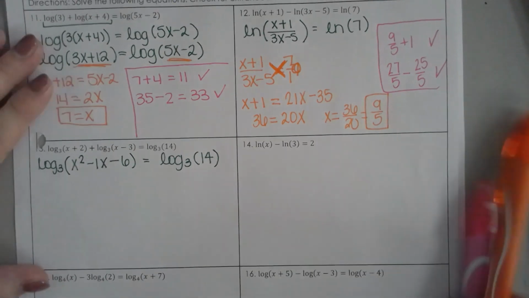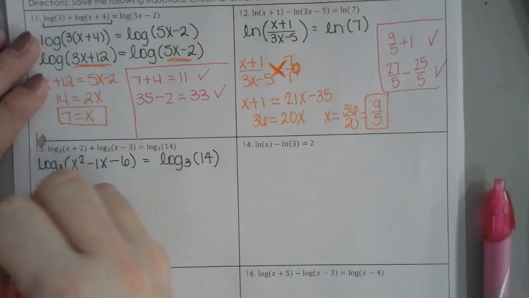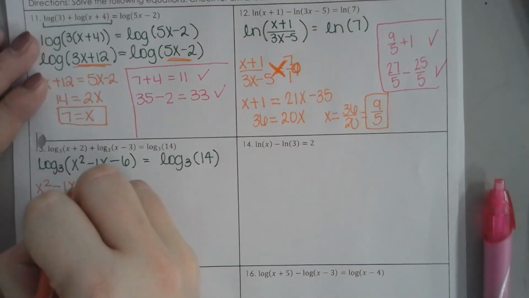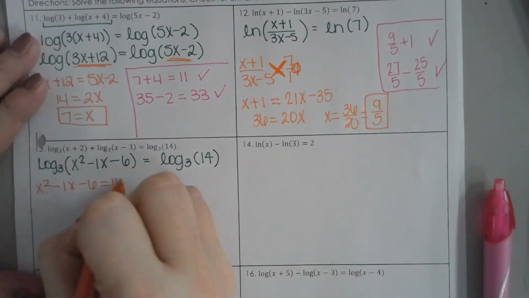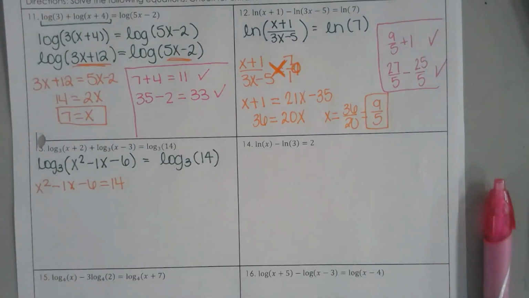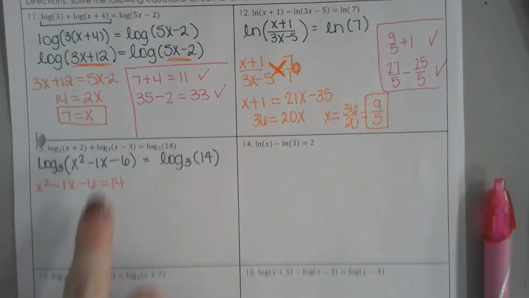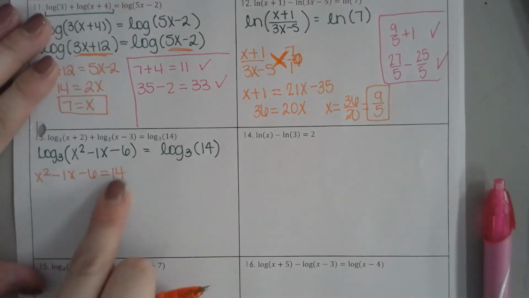So now I can set x squared minus 1x minus 6 equal to 14. Now solving this for x, it's going to be back like we did in Algebra 2. When you have an x squared, you have to get it set equal to 0 first, and then you're going to factor it. So I need to subtract 14 from both sides.